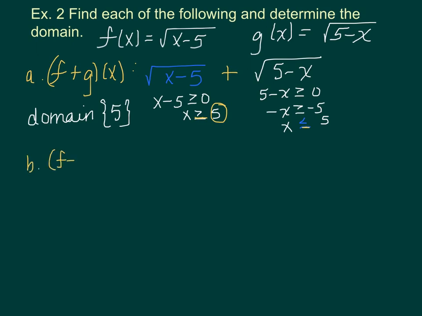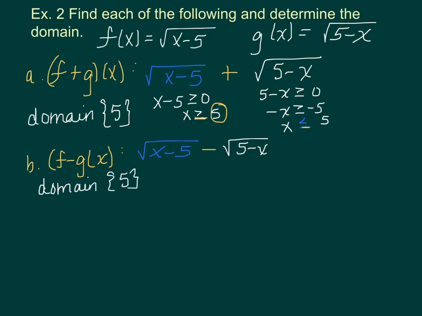Subtraction is similar. The only difference is we have a subtraction sign between them. And it just looks similar like that. And we've already found the domain for these two radicals. So it's the same. The only safe number we can use without breaking the rule is 5.